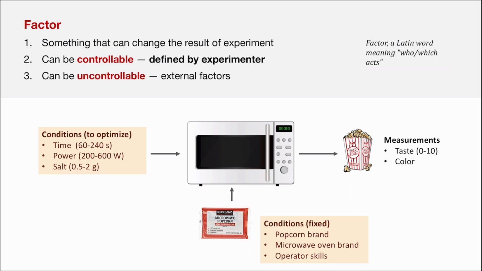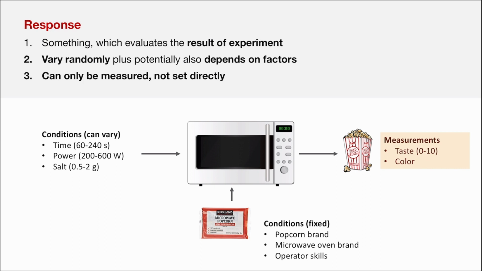So first of all, the variable that you vary manually, we will call this a factor. It comes from the Latin word factor, meaning who acts, right? So if you change something manually, we will call it a factor. And then a factor can be controllable. It's when you intentionally change it, but there are also uncontrollable factors. For example, room temperature is an uncontrollable factor if you cannot change it, but it still can potentially influence your experiment, right?